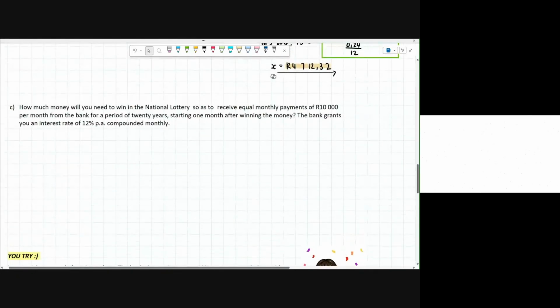All right, so let's have a look at question C. It says, how much money will you need to win in the national lottery so as to receive equal monthly payments of 10,000 Rand per month from the bank for a period of 20 years, starting 1 month after winning the lottery? The bank grants you an interest rate of 12% per annum compounded monthly. So this might sound like a weirdly phrased loan question, but think of it as you're winning the lottery now. You want the money now, but we need to figure out what we would need to win so that we can actually get what we want in terms of our monthly repayments.